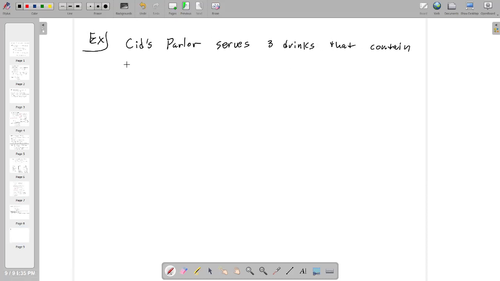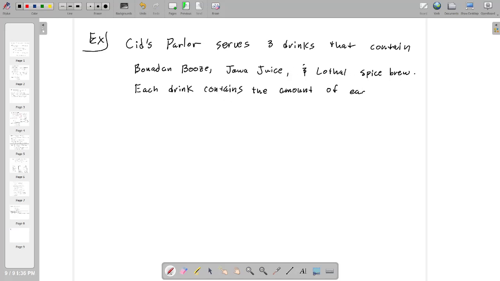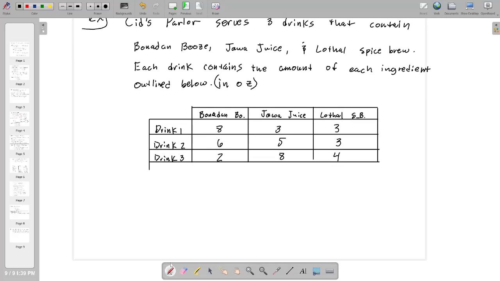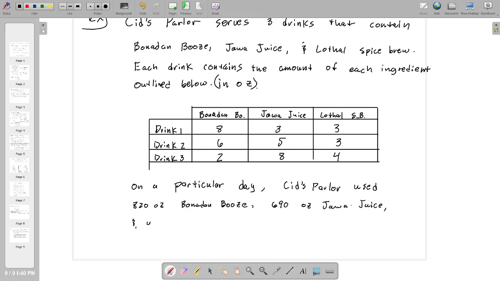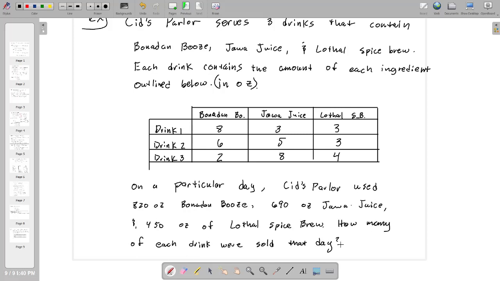Sid's Parlor serves 3 drinks that contain Bonnet & booze, Java juice, and Lothal spice brew. Each drink contains the amount of each ingredient outlined below in the table. On a particular day, Sid's Parlor used 820 ounces of Bonnet & booze, 690 ounces of Java juice, and 450 ounces of Lothal spice brew. How many of each drink were sold that day?